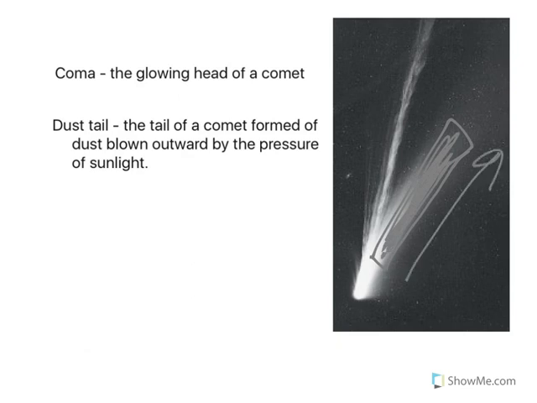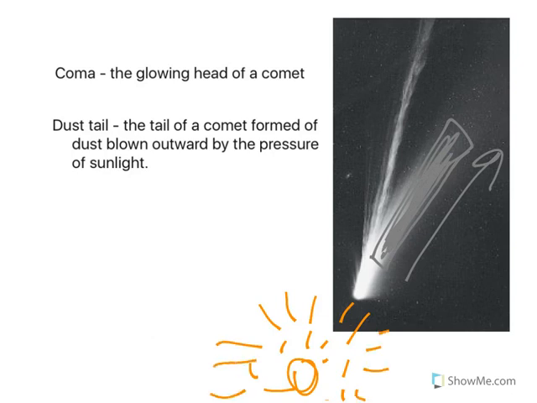Notice that it's being blown outward by the pressure of sunlight. So we know that the sun has to be over here somewhere, because the sun is sending out charged particles and it's sending out light, and it is the sunlight that has pressure that is pushing on the dust of this comet, and it pushes it away.